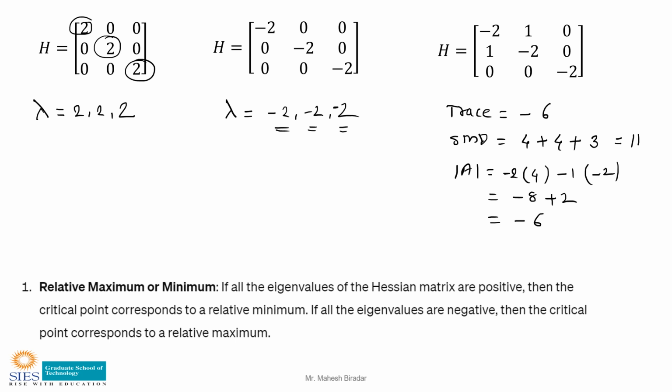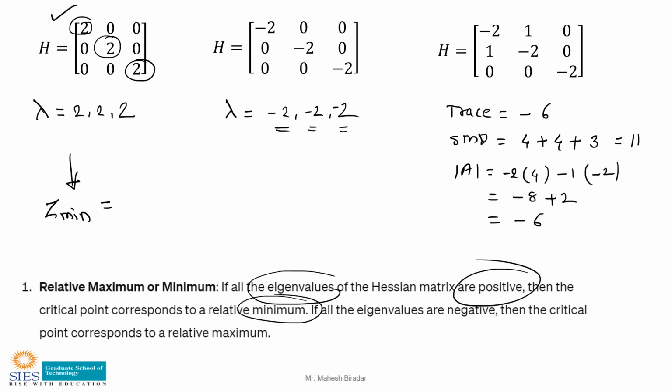Okay, so if all the eigenvalues of the Hessian matrix are positive, as in the first example, then the critical point corresponds to a relative minima. All these we are going to cover with the help of examples. So here Z is minimum at x naught, and we will get the minimum value of the function. In the second part, all the eigenvalues are negative. Then we will get Z is maximum at the critical point x naught, and we will get the maximum value. In the third case also, we will get Z is maximum.